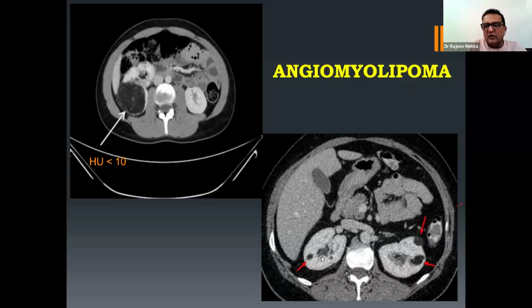When you put the Hounsfield units over here, it will be in the range of -10 to -100. So that confirms that it's fat within the tumor, and smaller angiomyolipomas can be instantly picked up, which requires no further management. But at times, a large angiomyolipoma like this, or even bigger, can cause concern, cause a mass effect on adjacent structures, and can at times rupture also.